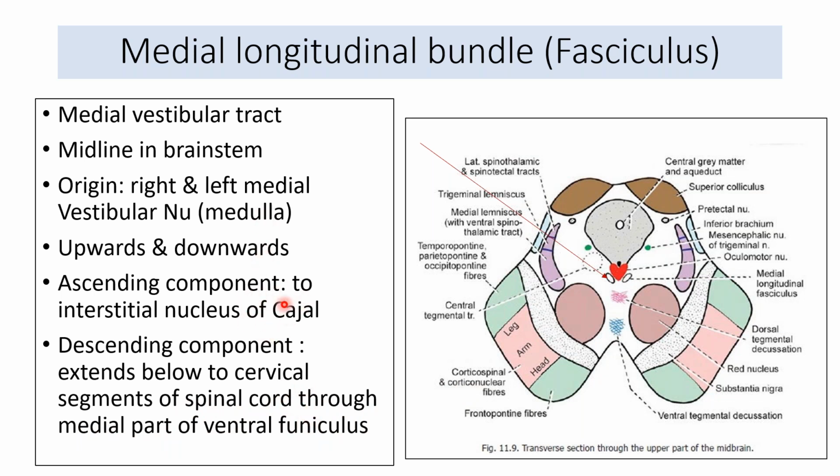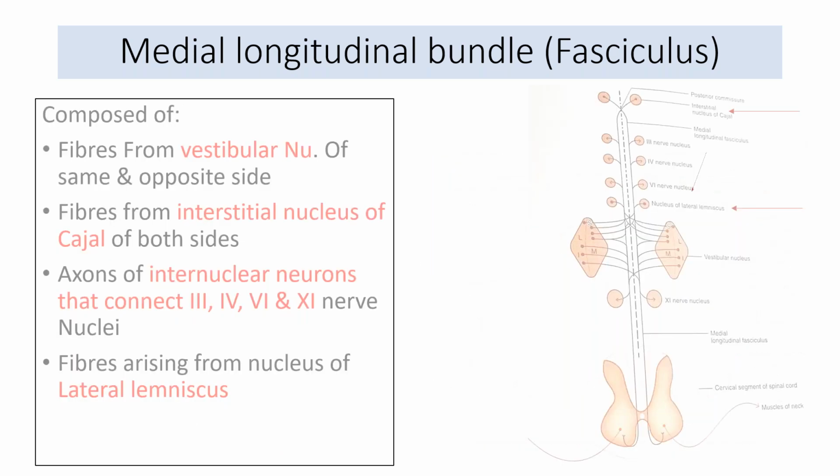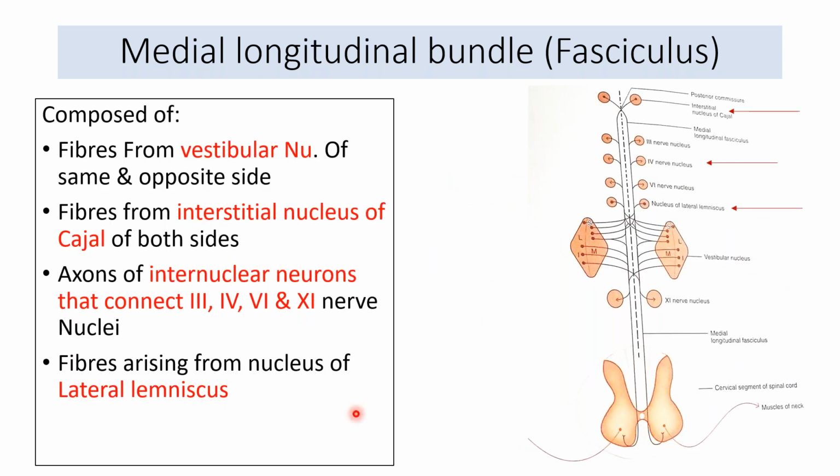The ascending part is going to the interstitial nucleus of Cajal into the eye, and the descending goes into the cervical spinal segment. So what should its role be? So the fibers that are constituting this. The afferent fibers, I just told you, are from the vestibular nucleus, right? So the fibers from this is the vestibular nucleus.